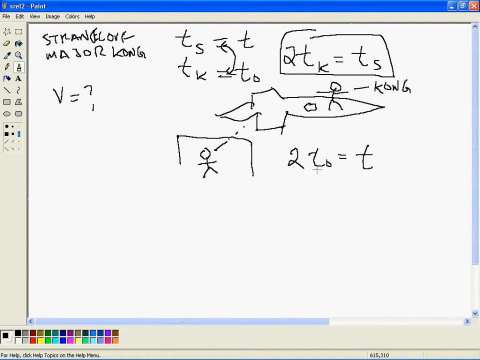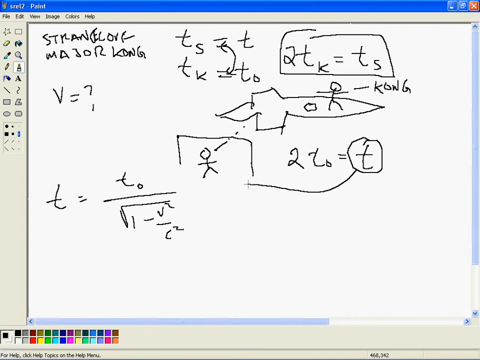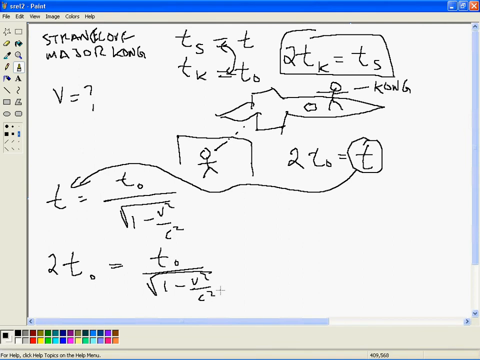So T naught, what's the equation first of all? T equals t naught over the square root of 1 minus v squared over c squared. Okay? But we know that this is 2 times that, so we just basically substitute it. We'll take that and we'll put it in there. So it becomes 2 times t naught, which is the substitution, equals t naught divided by root 1 minus v squared over c squared. Now we can cancel out our t naughts.